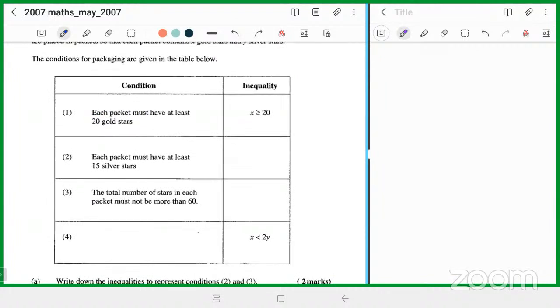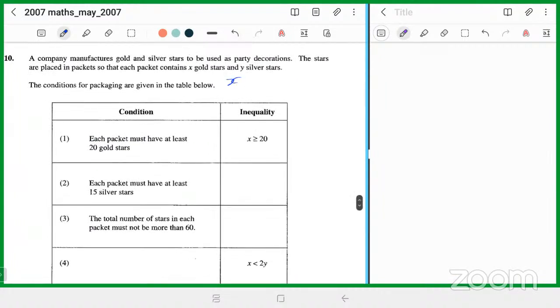Remember, the number of gold stars is x, and y is silver. You don't know x and you don't know y, but the number of gold stars is x. And if it must have at least 20 gold stars, it means that the number of gold stars, which is x, has to be 20 or more, which is x greater than or equal to 20. That's the first inequality. So that would be correct.